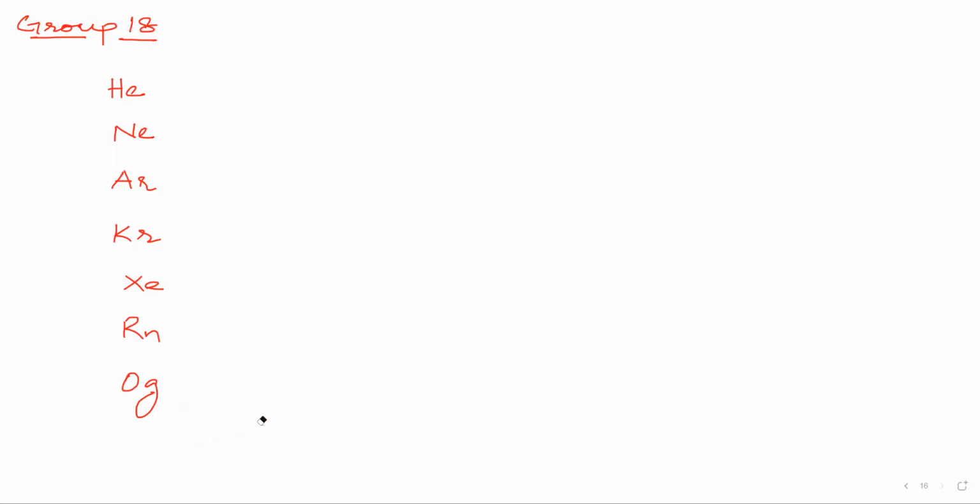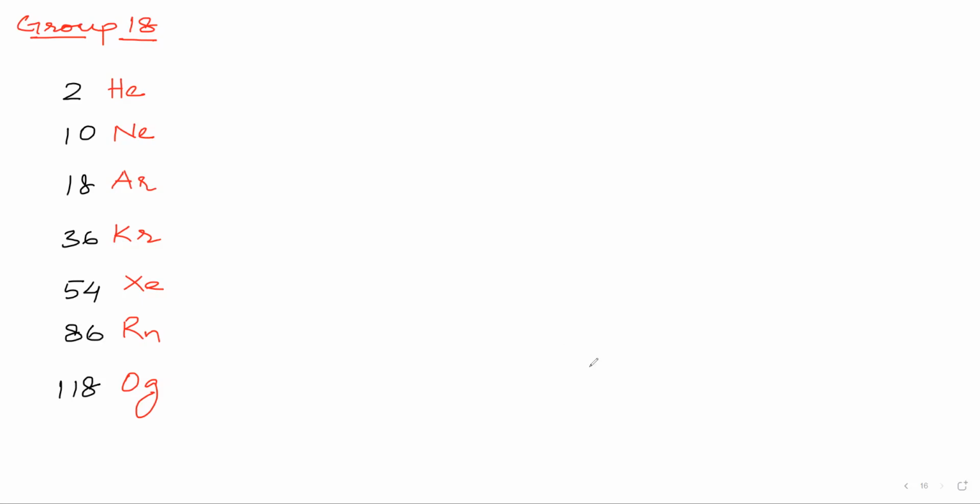So all of this is just predicted chemistry of oganesson. We don't have the exact chemistry for oganesson; the experimental chemistry is not present. Even radon is radioactive. What is the atomic number of helium? 2. Then 10, 18, 36, 54, 86, and after this is 118.